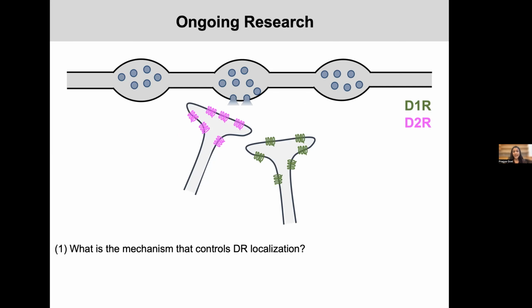In the future, I would like to understand what mechanism ultimately controls this localization. Could it be downstream dopamine receptor signaling? We are trying to figure out tools to actually validate and check this.